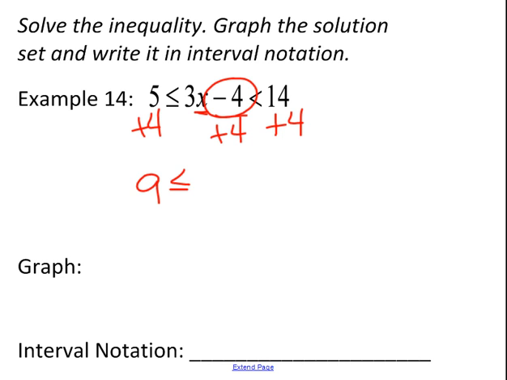9 is less than or equal to 3x is less than 18. So now I have to get rid of the 3. It's 3 times x. Opposite of times is divide. I'm dividing by a positive 3. When I divide by a positive 3, I do not have to flip the sign, which is nice.